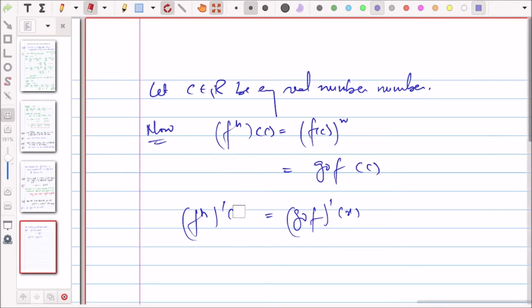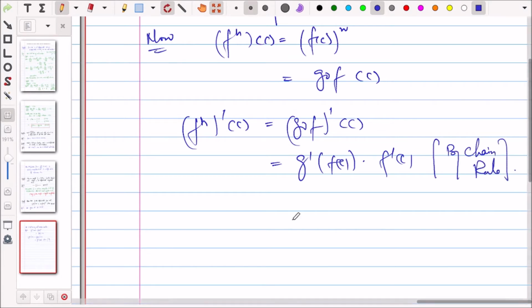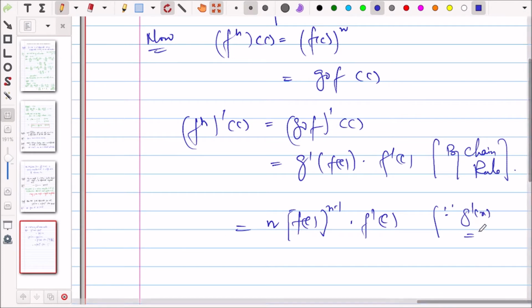This is c, then c. Yes. So what will this be? कल हमने करा है by chain rule. It is g of f c into f dash c by chain rule. Now we know that g dash x is equal to n f c to the power n minus 1 into f dash c, since g dash x is equal to n x to the power n minus 1, right? So वो formula apply करके it comes out to be equal to this.